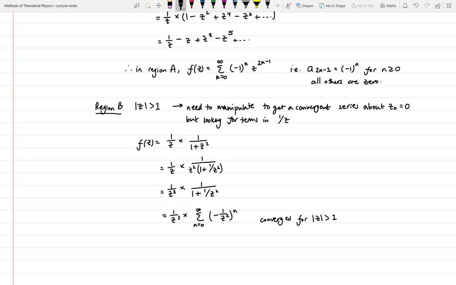This is looking good. We can multiply this out to see specifically what's going on with the coefficients. So we have 1 minus 1 over z squared plus 1 over z to the 4 minus 1 over z to the 6, and so on. Minus 1 over z to the 5 plus 1 over z to the 7 minus 1 over z to the 9, and so on.